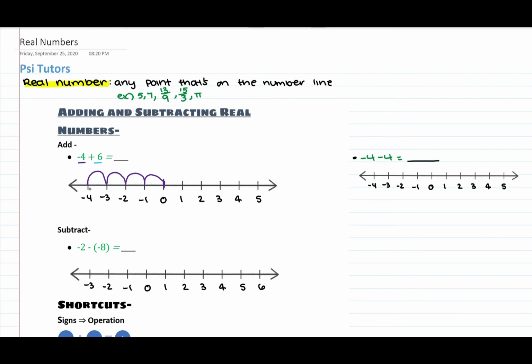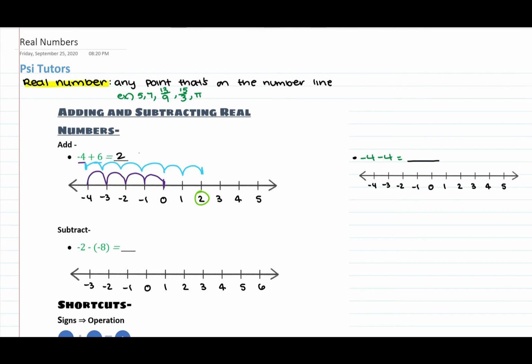Now we're going to use this light blue for 6. So now we're going to start off at negative 4, and then we're going to go 6 spaces to the right, considering that we are adding. So 1, 2, 3, 4, 5, 6. And that gets us to 2. Okay, so that would be our answer.